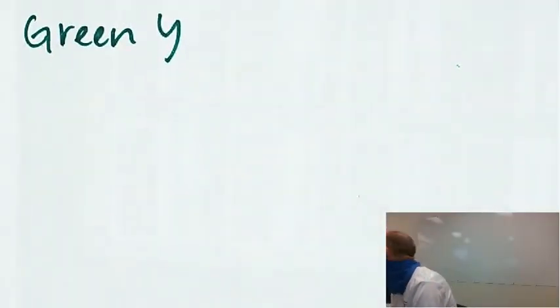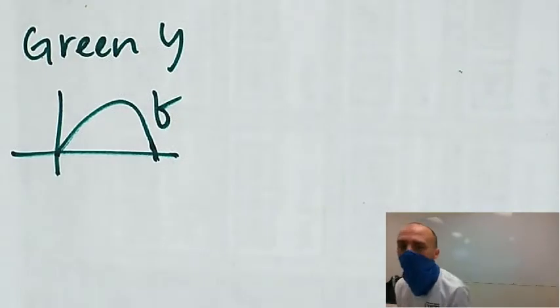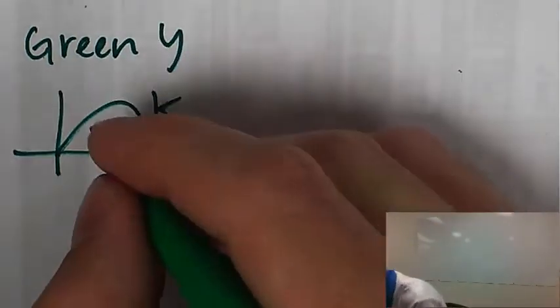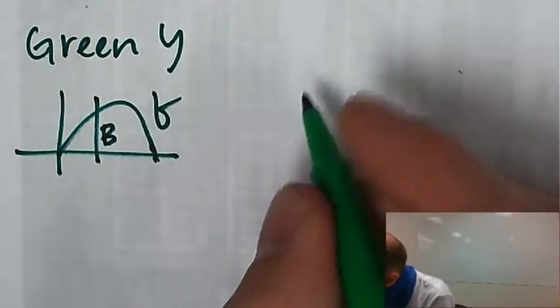Green Y. So this is just a nice area volume situation. I'm just going to talk about that as F because it doesn't really matter what it is. It said cross sections perpendicular to the x-axis are a rectangle. Well, that's going to be the base of my rectangle.